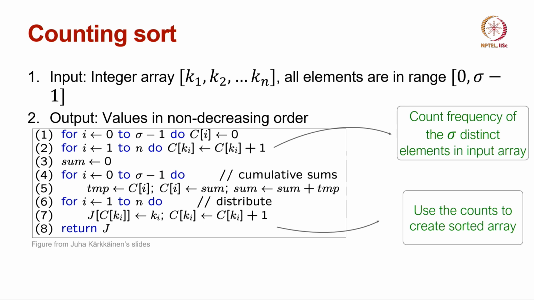Here is a quick formal way of describing this algorithm. This is the pseudocode. Basically, all the pseudocode is doing is that first we count the frequency of the elements, all the distinct sigma elements. Then we compute their cumulative sums, and based on these cumulative sums we do a linear scan of the input array and distribute these elements to the final sorted output in array J.